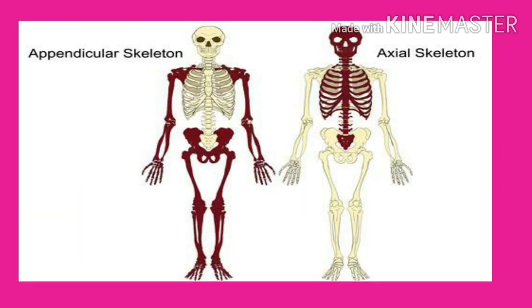Look at the picture here. This is the appendicular skeleton and this is the axial skeleton. Appendicular skeleton, I already told you, has the shoulder and hip girdle, upper limb and lower limb. And axial skeleton is the skull, rib cage and spinal cord. So it is the upright axis of the whole body. Appendicular consists of upper limb, lower limb, hip girdle and shoulder girdle, and axial consists of the upright axis of the whole body like skull, rib cage and spinal cord.